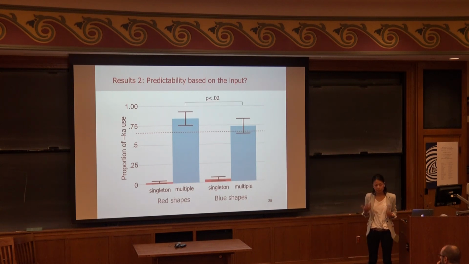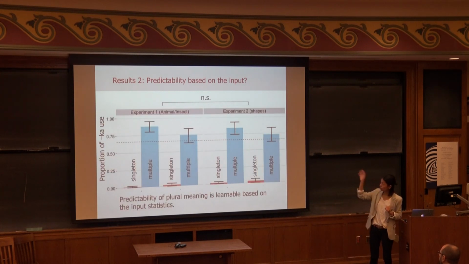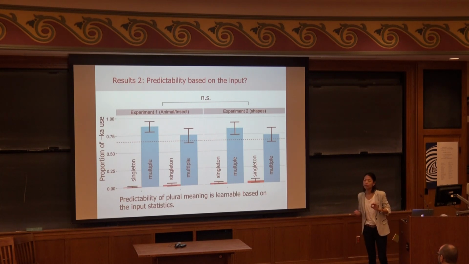So this cannot be explained by saying that maybe the characters look more like insects, so that's the source of the information. We put together all the data sets and compared the effect, and there was no significant difference between experiment 1 and experiment 2. This suggests that people can actually learn the predictability of plural meaning within this experiment through the exposure, and they can condition their language production on the statistical knowledge that they acquired within this experiment.